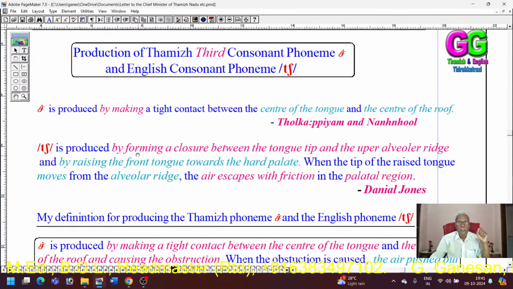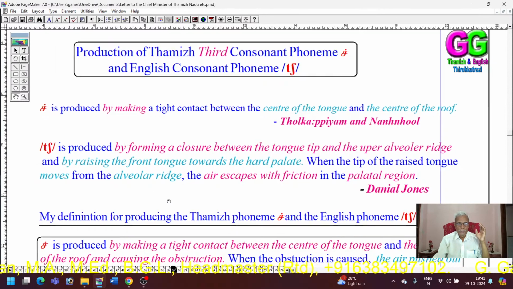It is defined by Daniel Jones as follows. "Ch" is produced by forming a closure between the tongue tip and the upper alveolar ridge, and by raising the front of the tongue towards the hard palate. When the tip of the raised tongue moves from the alveolar ridge, the air escapes with friction in the palatal region. This is the definition of the production of the phoneme "ch" by Daniel Jones.